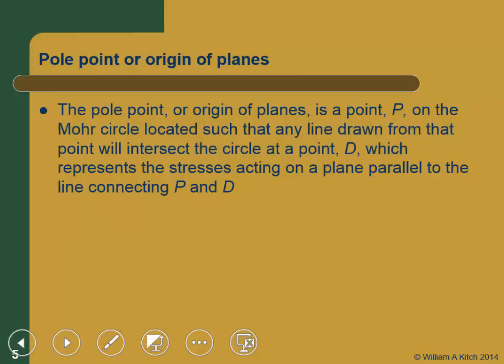Okay, so the origin point. This is the definition, which is a very wordy definition. This is one of those things where we can write the words down, but it's a lot easier to show you. But I'll just read this because there's only one way to do it. So the pole point, or the origin of planes, is a point on the circle. We're going to call it P, such that if I draw a line from that point through any other point, let's say any arbitrary point D, the line PD is a line parallel to a line that lies within the plane on which the stresses at point D act.